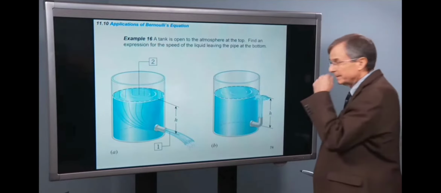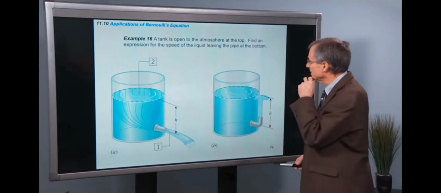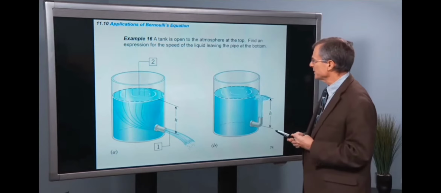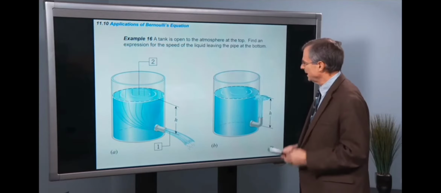All right, another example. The tank is open to the atmosphere at the top. Find an expression for the speed of the liquid leaving the pipe at the bottom.